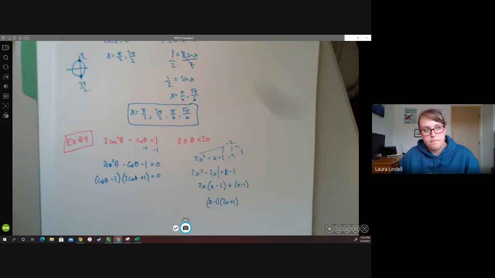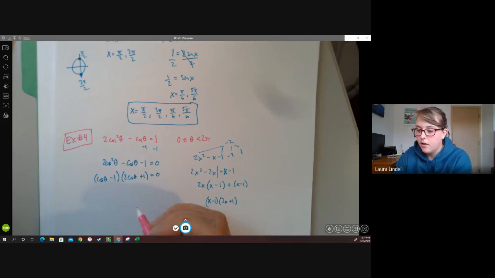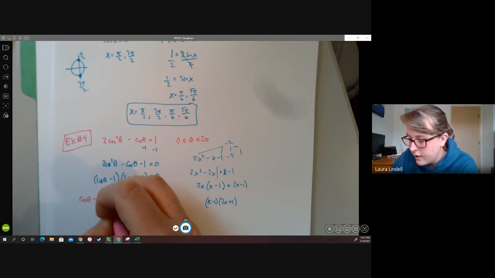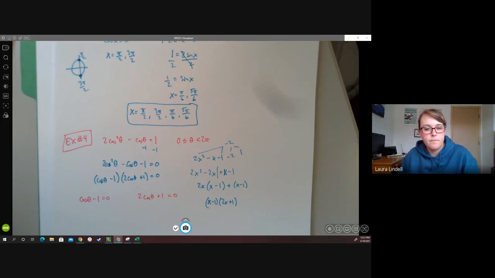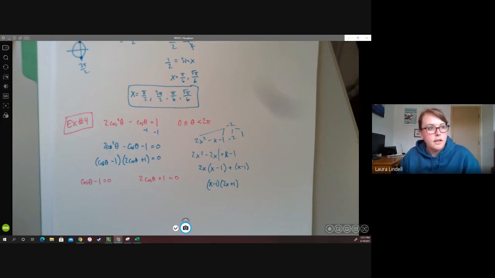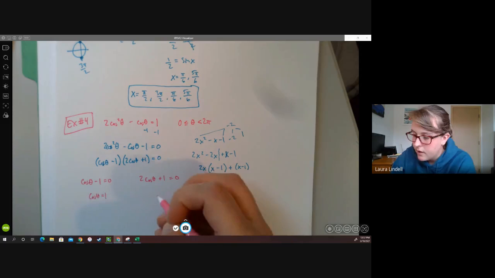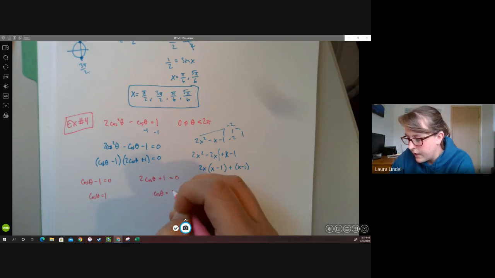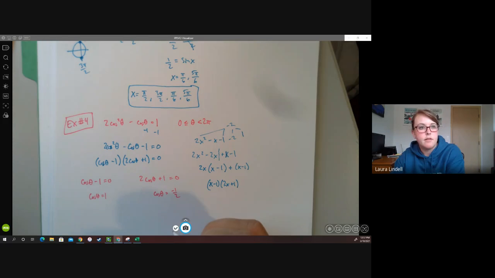So now we've factored it. And now we're exactly where we were in example 3, where we have to split it now and set each part individually equal to 0. So we have to go cosine minus 1 equals 0, and 2 cosine plus 1 equals 0. And then we solve them each individually. So we're looking for the place where cosine theta equals 1 for this one. And then the place where cosine theta equals -1/2 for this one, because we'd subtract 1 from both sides and then divide by 2 on both sides.